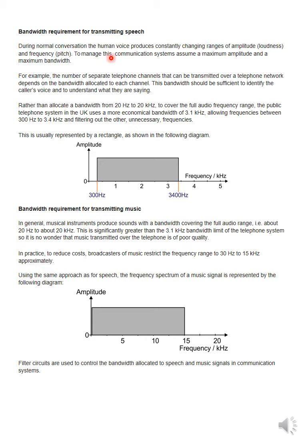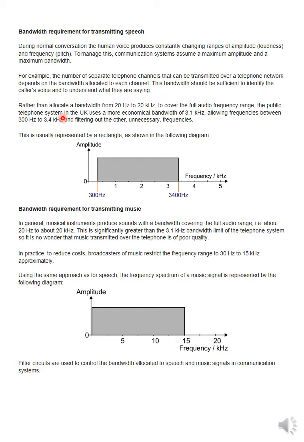To manage this, communication systems assume a maximum amplitude and a maximum bandwidth. For example, the number of separate telephone channels that can be transmitted over a telephone network depends on the bandwidth allocated to each channel. This bandwidth should be sufficient to identify the caller's voice and to understand what they are saying.